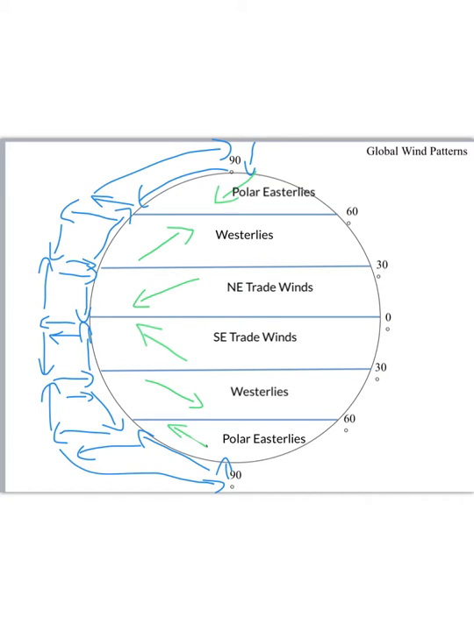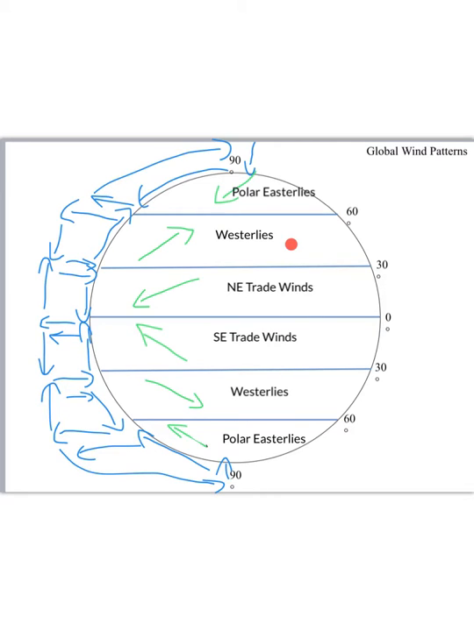Okay, next I want you to know where the United States is. Lititz, Pennsylvania is about 40 degrees north of the equator, so we live in the westerlies. This means all of our global wind patterns, our storms, are typically coming from the west near California and heading towards the east.